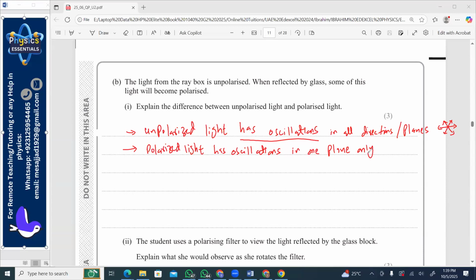What is really important that you need to write for the third one is that the oscillations will be perpendicular to the direction of the wave. For example, if the wave was moving this way, the oscillation will be like this, up and down. So if the wave is traveling this way, direction of wave, and the oscillations will be up and down, direction of oscillation.